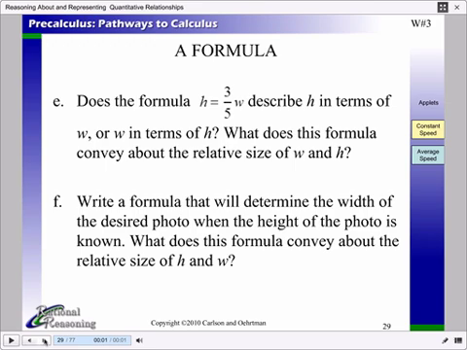Is that h in terms of w or w in terms of h? This is really important language. We're going to see it all semester, so we got to have it down. H in terms of w, w in terms of h. H in terms of w. H equals some expression, something you crank on with w's that gives you h. That's h in terms of w.